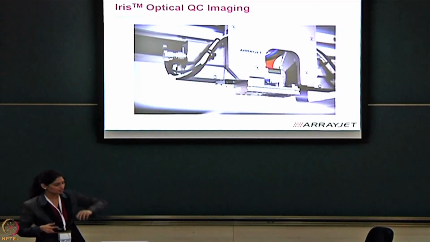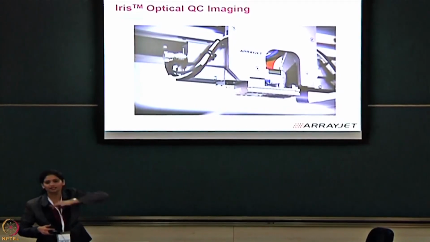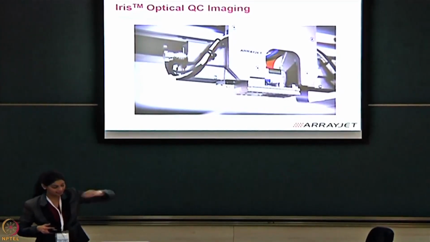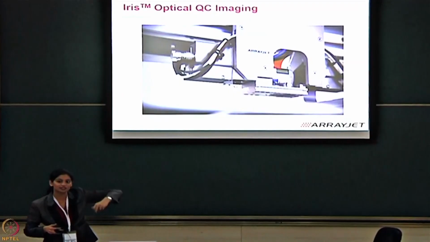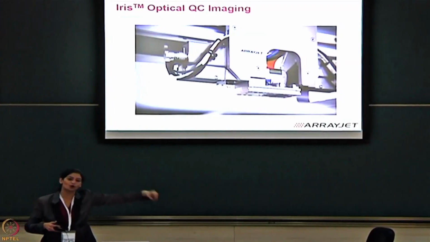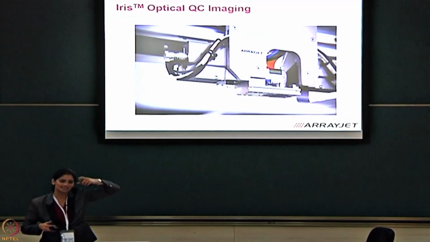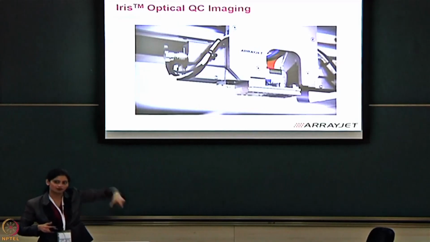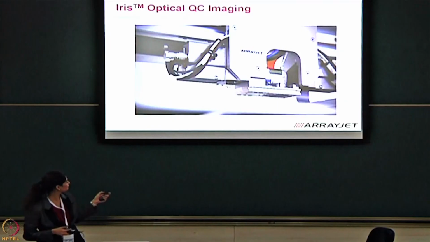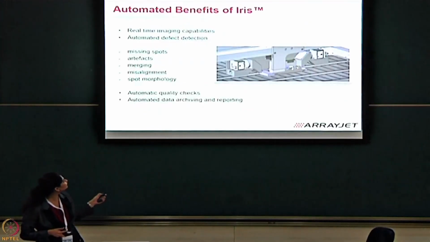So when it moves, the camera flashes on the slide and it takes a printer. It captures an image in real time of every spot that gets printed, every section of spots. So that's 12, that's 32 in a row. It will take pictures of all 12 at a time. So it's a real-time imaging capability.